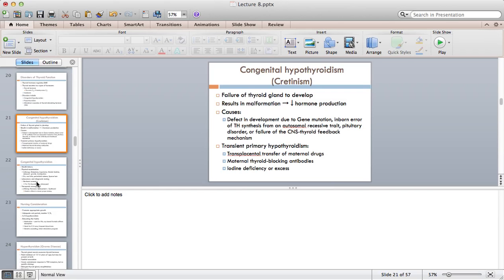So again, as with anything that we do, we like to get a good history of the child's condition. Because it is a congenital problem, we need to get a comprehensive prenatal history of the mom. We need to get prenatal, intrapartum, and postpartum history, in addition to family history.